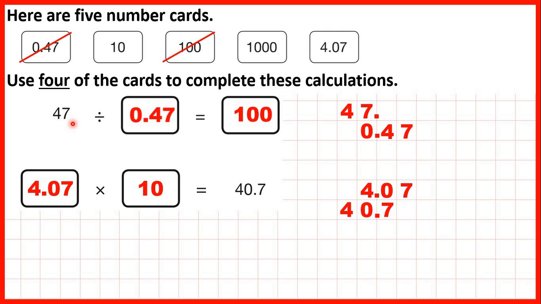This also works if we switch the numbers around. So if we have 47 divided by 0.47, that will be 100, because you can always switch the divisor and the quotient of a division problem, and with multiplication problems, you can switch the numbers around because order doesn't matter with multiplication.